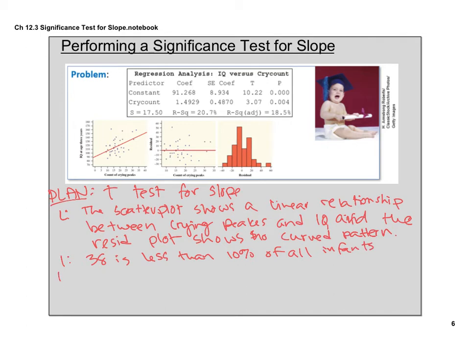Okay, then we get into N, normal. The histogram of the residuals does not show a skew or outliers. Okay, so that's N. How about the equal standard deviation? So we're going to go back to that residual plot. The residual plot shows a fairly equal amount of scatter around the 0.